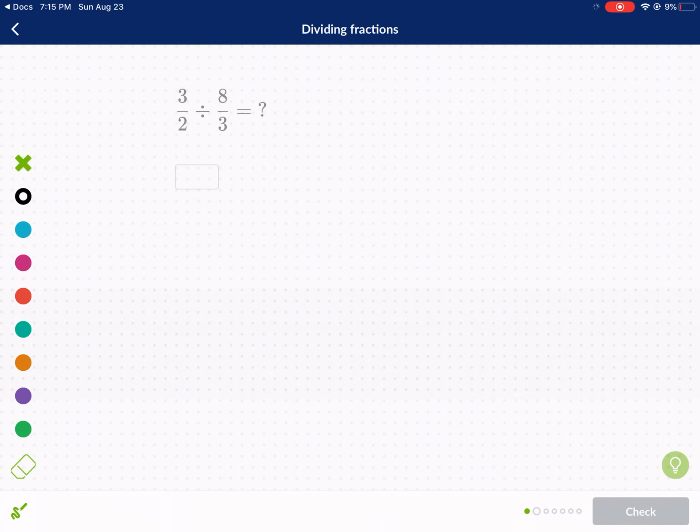Okay, here's the next one. Under the keep, change, flip, or as I like to say, multiply by the reciprocal, we're going to keep the first fraction the same. Instead of dividing, we're going to multiply by the reciprocal. I guess it's not as cool as keep, change, flip, but whatever. It's technical. So now we just multiply the top times top. Our multiplication rule is you multiply the top times the top, and then multiply the bottom times the bottom.